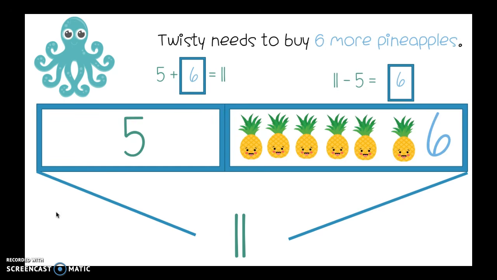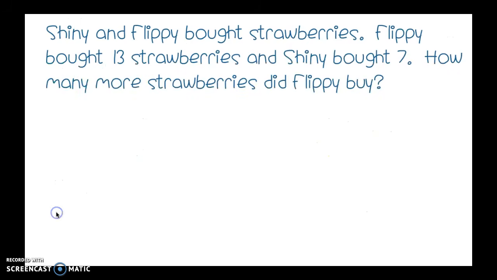Okay, friend, it's your turn. You need to get your dry erase board and a marker because we're going to practice some of these together. You can also do this in your math journal. Press pause while you go get those good materials and then press play when you're ready. All set? Okay, here we go, friends.